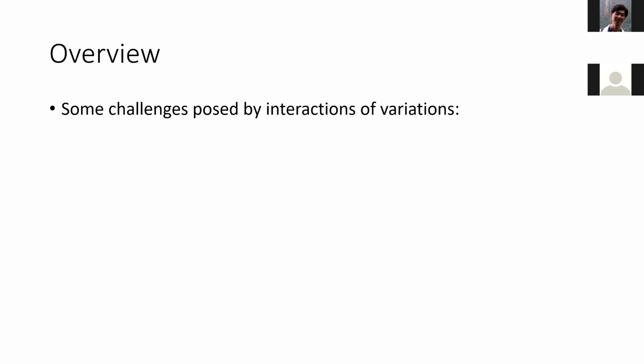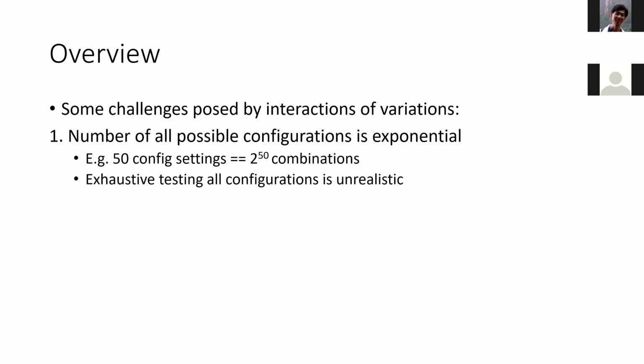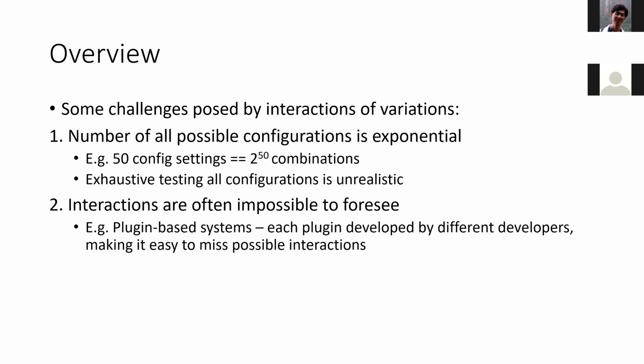So there are some challenges posed by interactions of variations. The number of all possible configurations is exponential. For example, if you have 50 different settings, there are a total of 2 to the power 50 combinations, so exhaustive testing of all configurations is not very realistic. Interactions are also often impossible to foresee. Sometimes plugins are developed by different individual developers, so they might not take note of other plugin interactions.